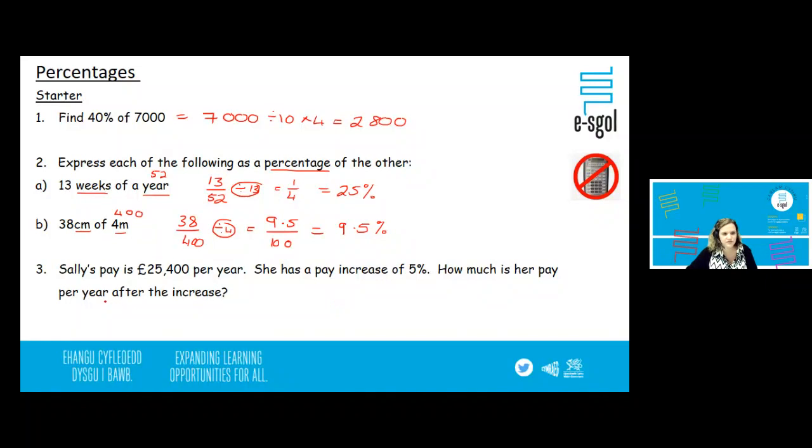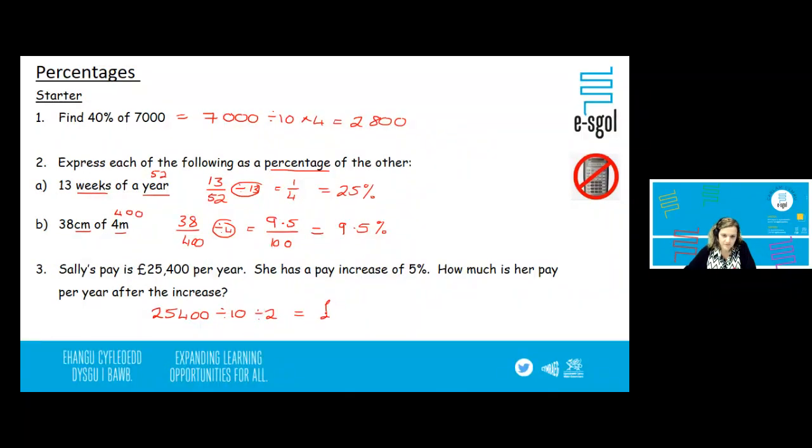And the final question on the screen there, Sally's pay is £25,400 per year. She has a pay increase of 5%. How much is her pay per year after the increase? Okay, so we did do this in both the non-calculator and the calculator sessions, but as you can see, this is a non-calculator question, so we are going to stick to the non-calculator process for this one. So 25,400, we're going to find that 10% by dividing by 10. And then to move from a 10% answer to a 5%, we're going to half that. So we're going to divide by 2 once we have our answer.